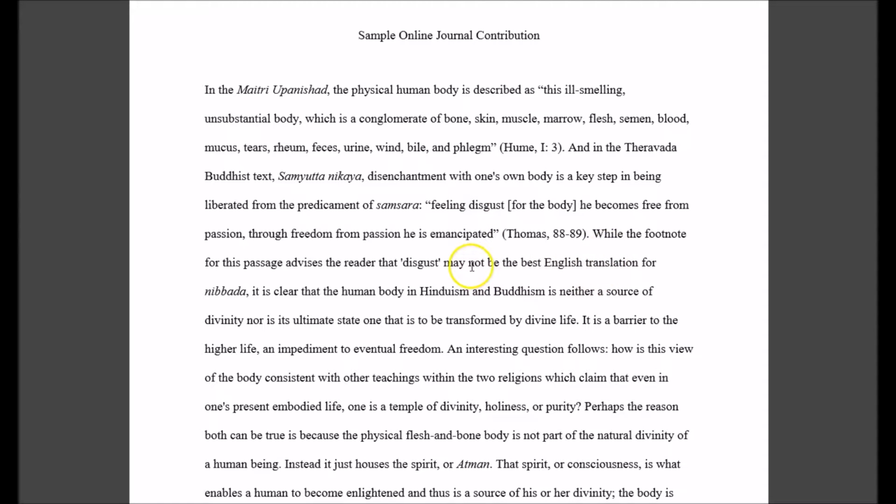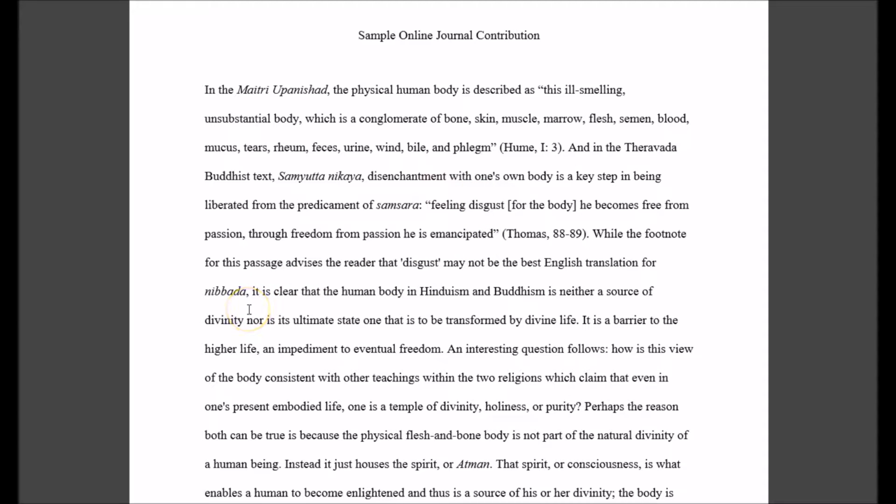And so she worked that detail into her response. Very, very good. So that's one very good thing about this response. While the footnote for this passage advises the reader that "disgust" may not be the best English translation for Nabata. So she's acknowledging, oh wow, there's a difference of opinion about the appropriate way to translate Nabata. Okay. And if you remember, she herself used the word disenchantment, which is not the same thing as disgust.